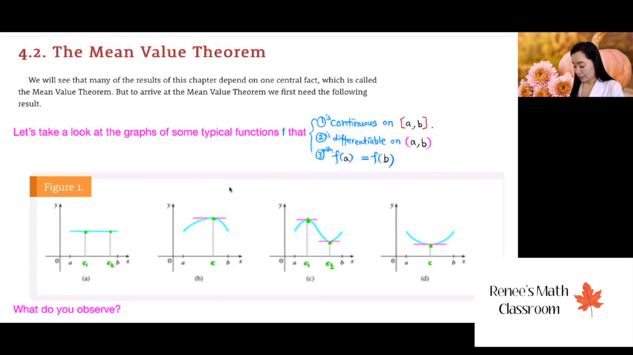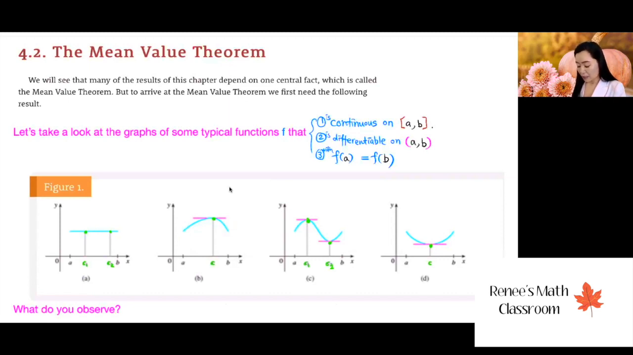And number three, f(a) equals f(b). So f(a) is the function value at this endpoint, and f(b) is the function value at this endpoint. f(b) equal to f(a) here means these two endpoints are at the same level.